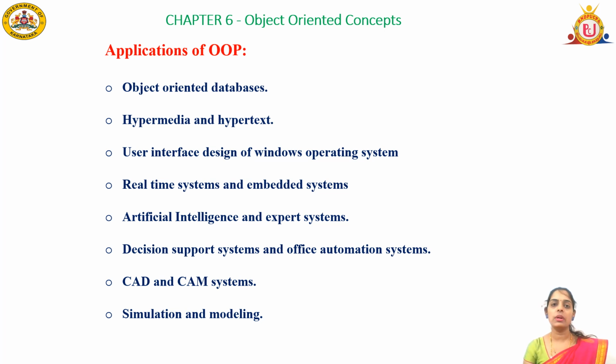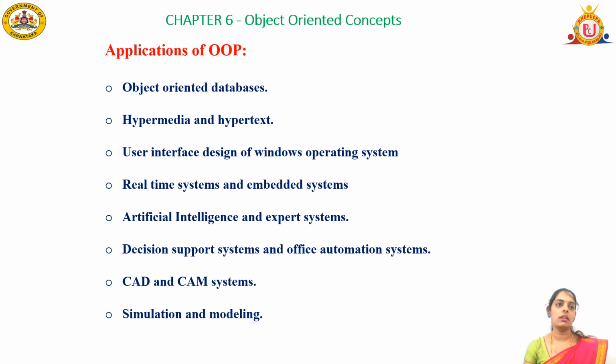Next one is hypermedia and hypertext. Hypertext is text which contains links to other text, whereas hypermedia is not constrained to text but can link to images, videos, graphics, etc. Next one is the user interface design of the Windows operating system. We can easily interact with the Windows operating system through the user interface.